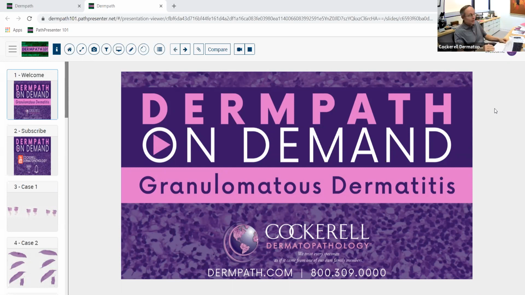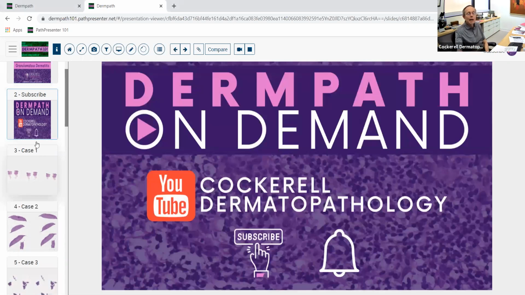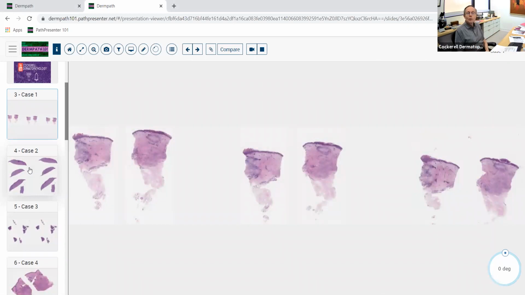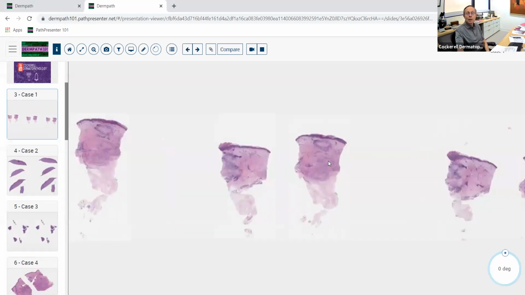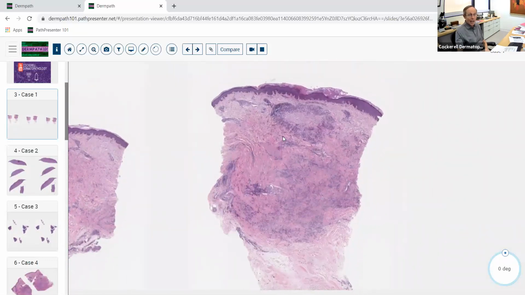Okay, great. We've got a good topic today to cover. We're going to talk about some granulomatous dermatitis, which is a pretty important field. We actually see a lot of biopsies for this. So when dermatologists see something in the dermis that feels firm, they take biopsies of it. They want to make sure they're not dealing with something serious. So we get a lot of biopsies of things that are granulomatous. And so we're looking at granulomatous dermatitis.